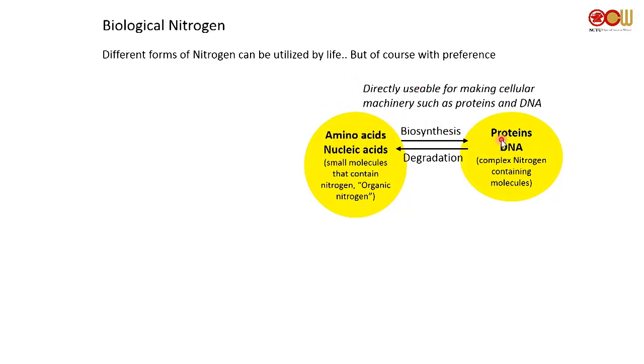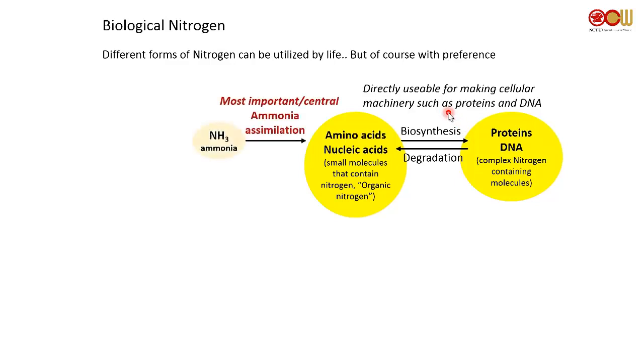and proteins and DNAs, okay? So this is simple, but this is a little bit more complex, right? Both of these we can directly use. We can, for example, eat proteins, we degrade them into amino acids, and then we make use of these amino acids to make the proteins and the DNAs for ourselves, okay? So those we can directly utilize.